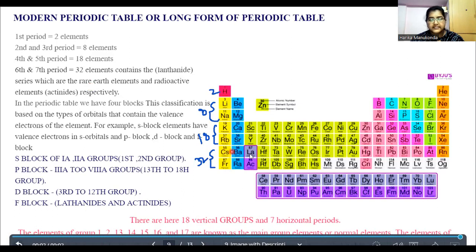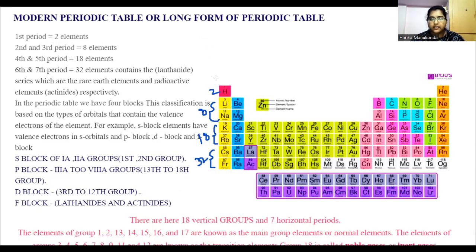He also told that in the sixth and seventh periods, from lanthanum he named them lanthanides, and from actinium he named them actinides. These lanthanides are rare earth elements, whereas from actinium these are radioactive elements. So he told that from 57 there are rare earth elements, and from 89 there are radioactive elements. And he also created groups, children. See what the groups are, we'll see.